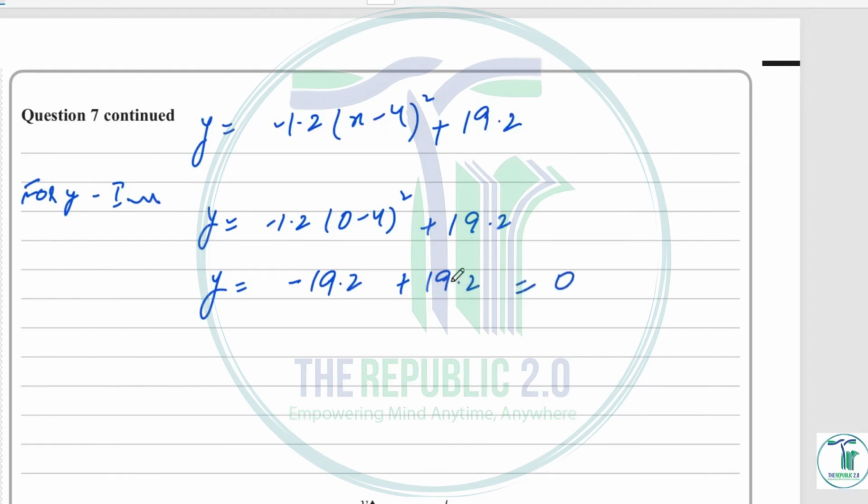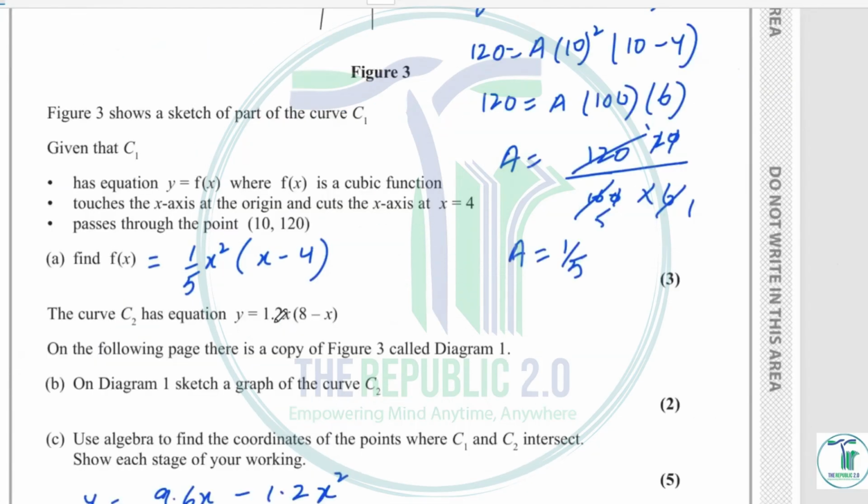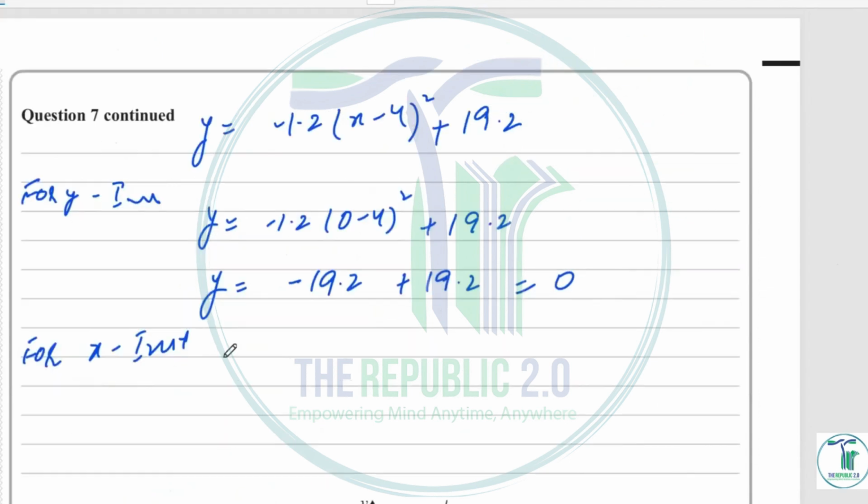Now, similarly, if you're looking for the x-intercepts, you just need to plug in y equals 0. So for the x-intercepts, I can even use this simple equation: 1.2x times (8 minus x). So x should be either 0 or x equals 8. That is how the x-intercepts work.